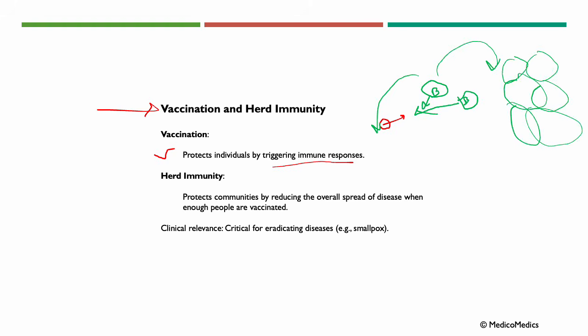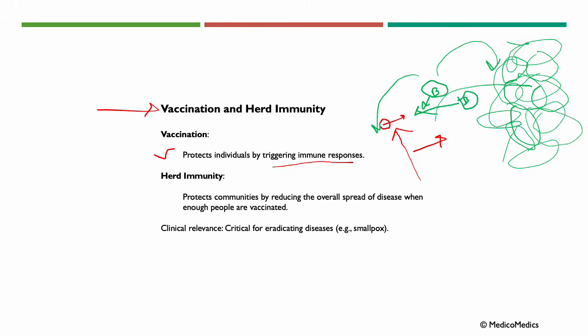So in the future, if this pathogen presents itself, we already have a large, vast group of immune cells ready to attack it. This is the idea.